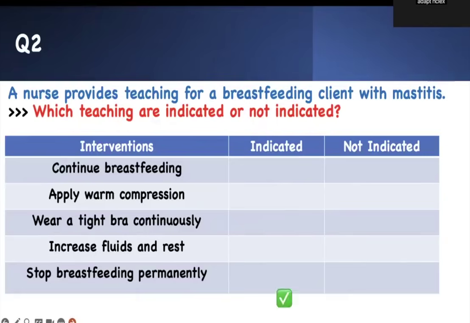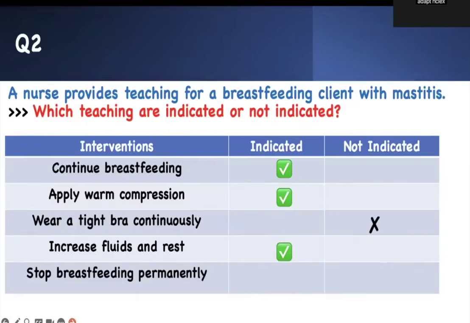What do? We still have to continue breastfeeding, especially from the side of the breast that has the inflammation, so that milk can flow. We got to improve comfort and improve blood flow, so warm compression is good. Tight bra is not good. It's going to prevent milk production. So you have to wear a supportive bra. We got to increase fluid so that we can make more milk.